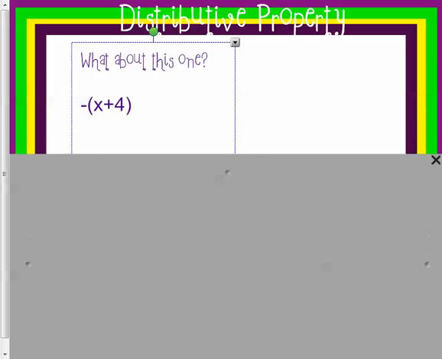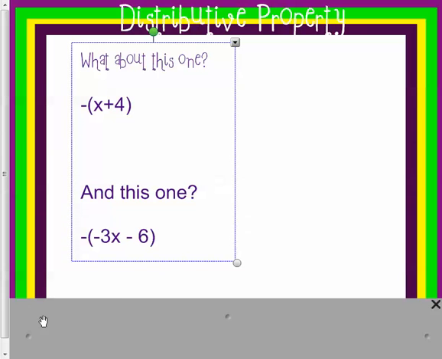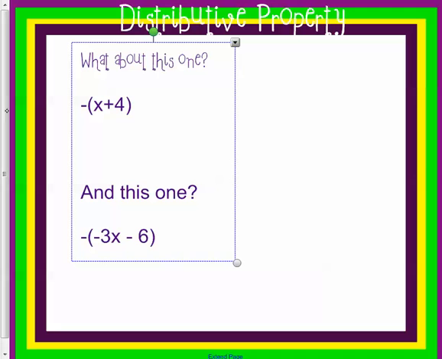Okay, what about this one? And this one. There's no number in front of it, so you've got to be a little bit more careful. You are distributing a negative to both the x and to the 4. So this becomes -x minus 4. Down here, you're distributing it to this whole thing. So this is a not, so it becomes a positive 3x, and this 6, it's a negative, so it becomes a positive 6.